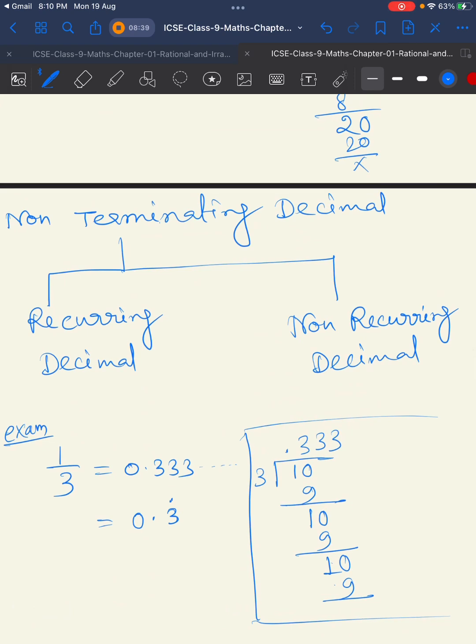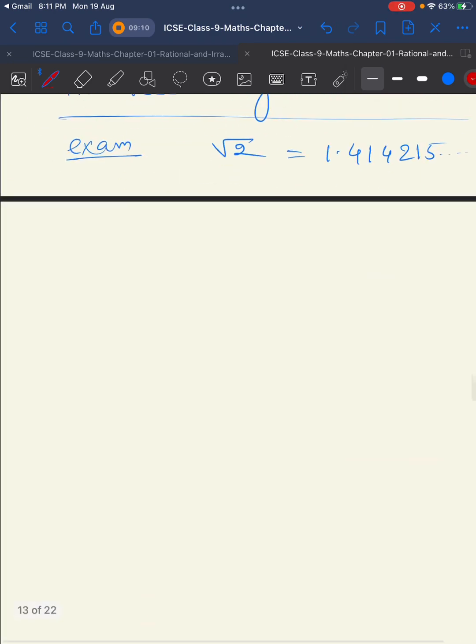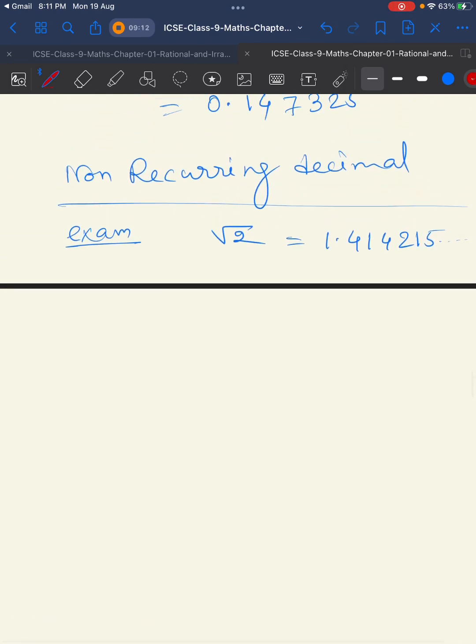So what is a non-terminating decimal? Non-terminating decimal is when division never ends. If division never ends, this is called non-terminating decimal. In a terminating decimal, the division is exact and no remainder is left. But in a non-terminating decimal, division never ends, division goes on.